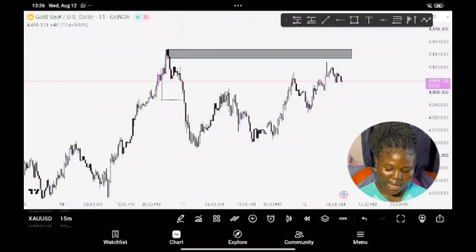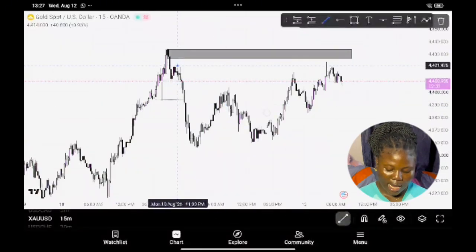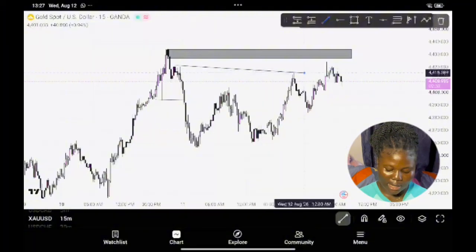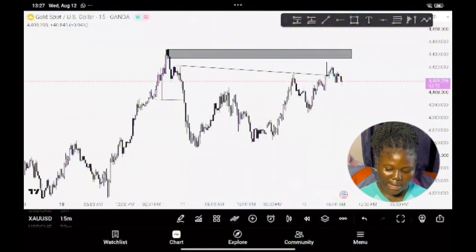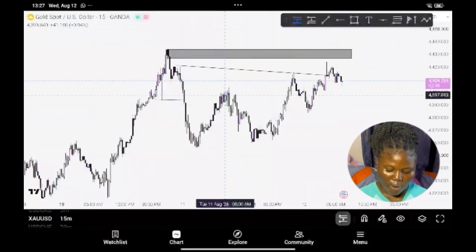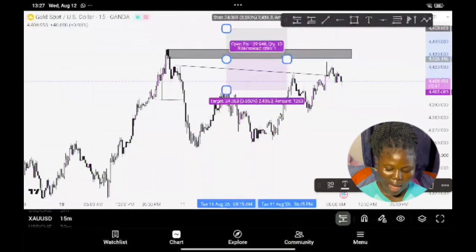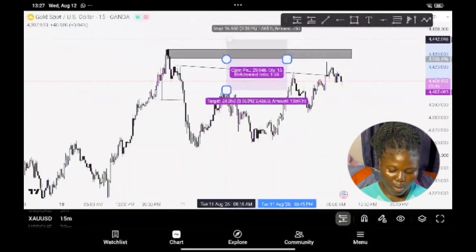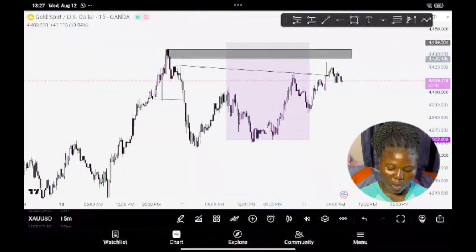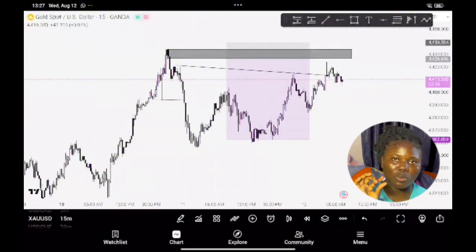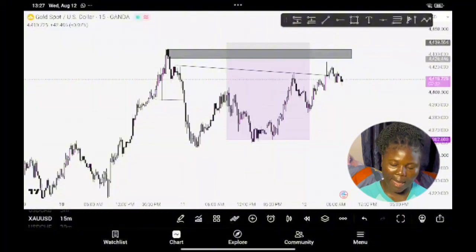So if I want to sell this market from here, what I'm going to do is mark out my liquidity. I will be taking all of this as liquidity that the market has to sweep. The market has to sweep all this liquidity and tap into my zone for a sell. So now, like I said, I'm going to be putting my order block above here, in that box, so the market can easily tap me in.